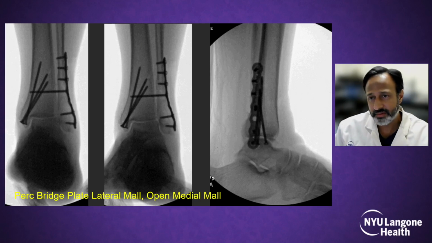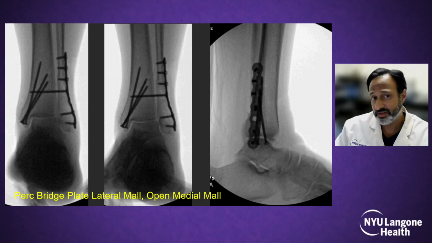Care was taken not to disrupt the periosteum around the medial malleolus, and this was fixed with 3 screws. This would have been amenable potentially to even a mini fragment type plate.